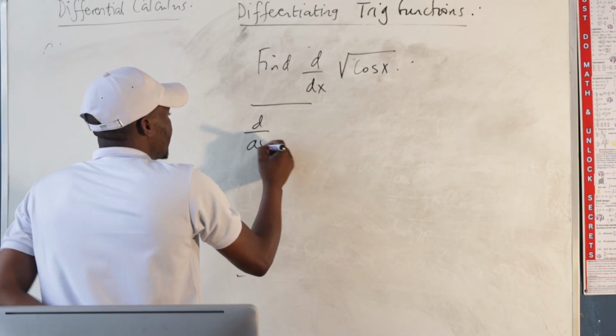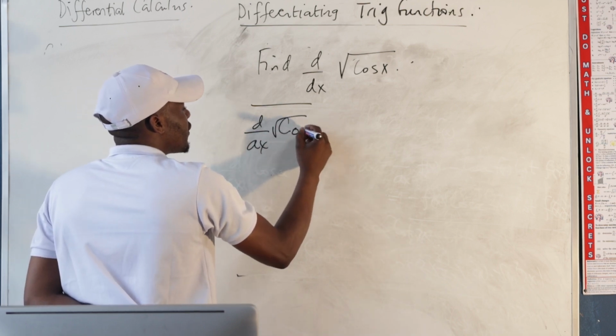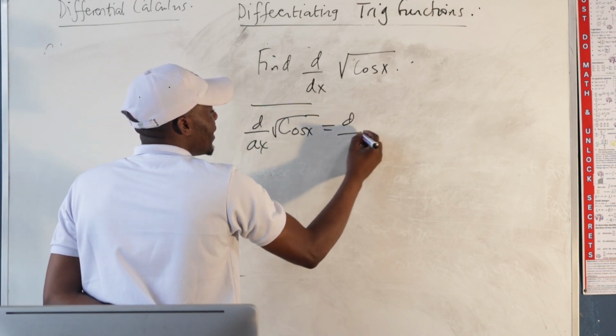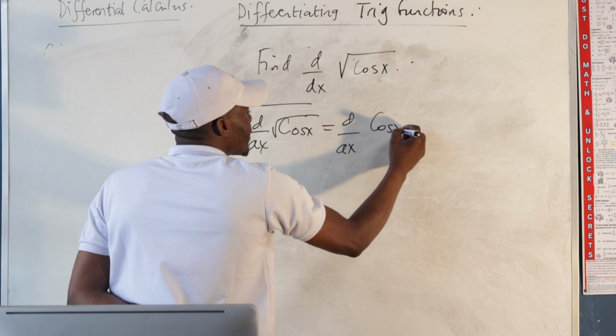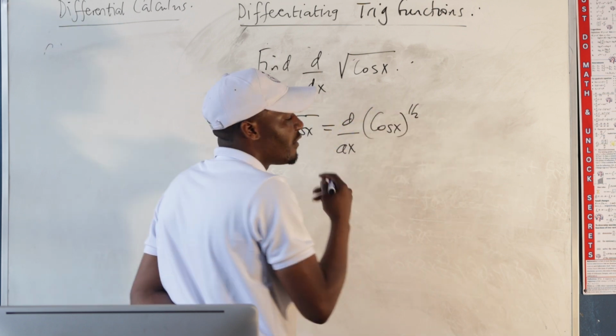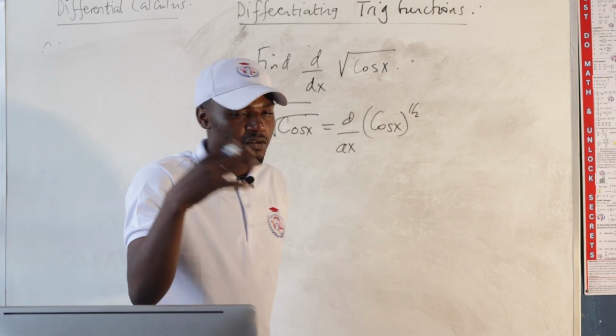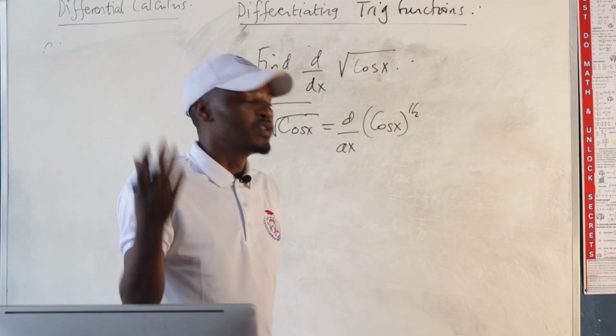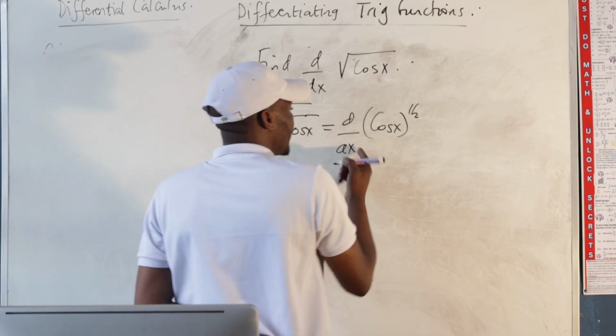So remember, the derivative of the square root of cosine of x is mathematically the same as the derivative of cosine of x in brackets to the power of half. Remember, the square root of a certain number is the same as that number to the power of half. So how are we going to differentiate this?